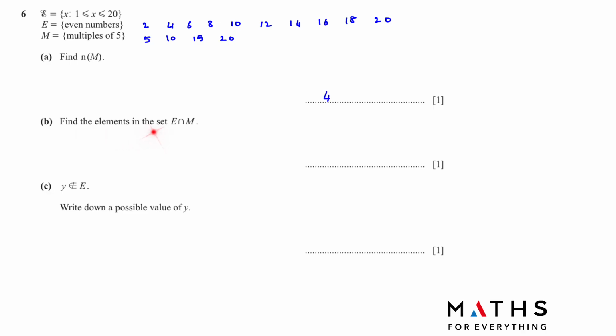Next, find the elements in the set E intersection M. E intersection M means what is in set E and what is also in set M. We have 10 and 20. So that's the answer. Y is not an element of E. Write down a possible value of Y. So we cannot write these values. You can choose any odd number you want. You can choose 1, 3, 5, 7, anything.